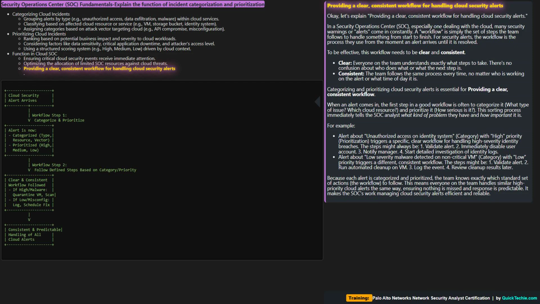handling high-severity identity breaches. The steps might always be: 1. Validate alert. 2. Immediately disable user account. 3. Notify manager. 4. Start detailed investigation of identity logs.